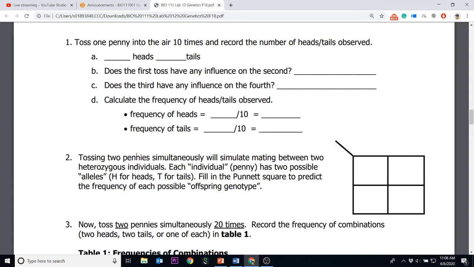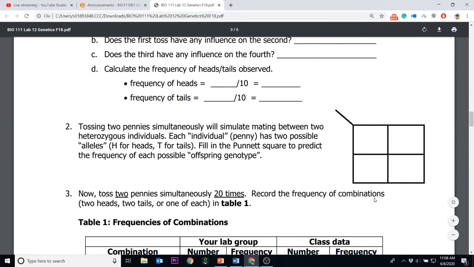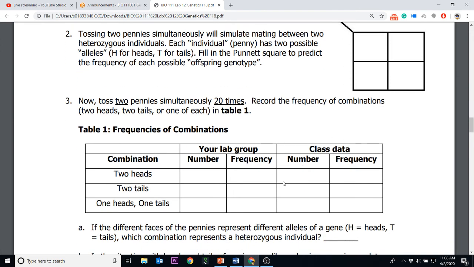You toss two pennies. Each gene has two possible alleles, head and tail. So in this Punnett square here, you just put an H and a T, and an H and a T, and then you can figure out what the offspring is like. Now this one, instead, toss the two pennies 20 times. So you just follow what they ask you to do. We are not going to do the class data because we don't have a class. So you just toss your 20 times and write down your number and your frequency.